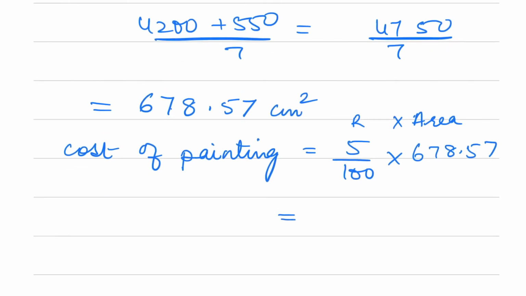So we are getting 339 and 4 decimal points. So 33.9285 rupees. This is the answer.